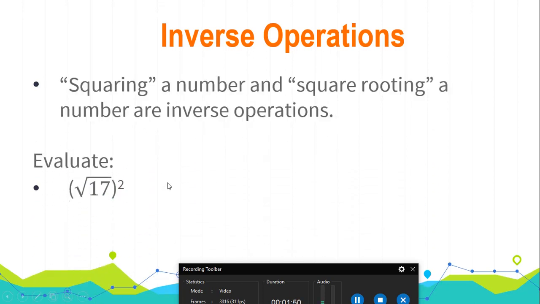And our third example, when you square and square root, because they're opposite or inverse functions, basically they cancel each other out, and the value that we have here is just 17. So you don't even have to go through the squaring and the square rooting. Just that simple knowledge, you can put down an answer.